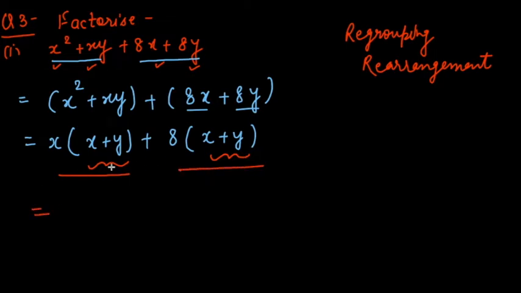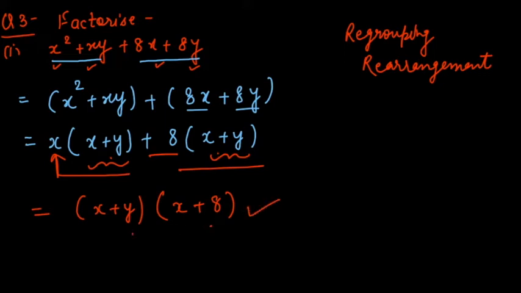What are the common factors here? X plus y is in both the terms, so it can be taken out common. What am I left with? X plus 8, which goes in the second bracket. So x plus y into x plus 8 are the factors of x square plus xy plus 8x plus 8y. So when we have 4 terms, we make use of regrouping and rearrangement to find the factorization of the given expression. Okay? I hope you are enjoying this exercise.